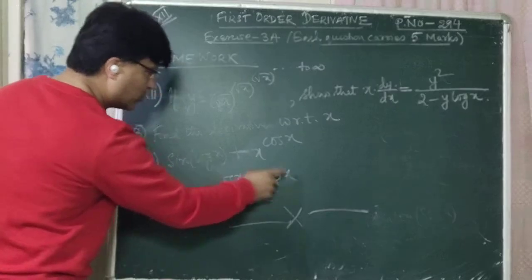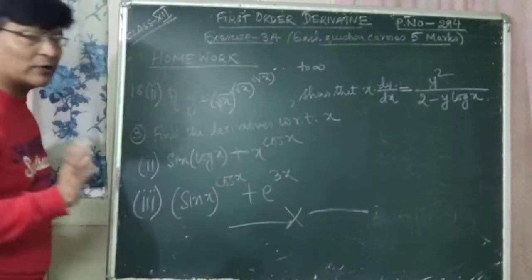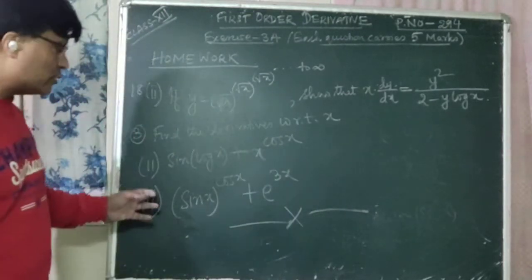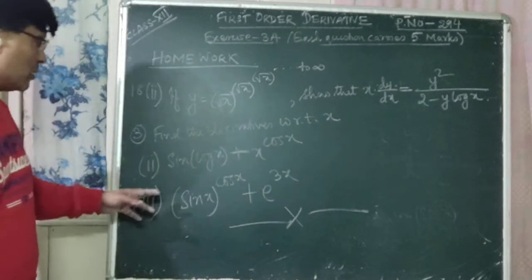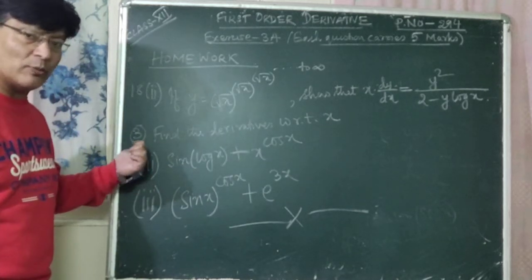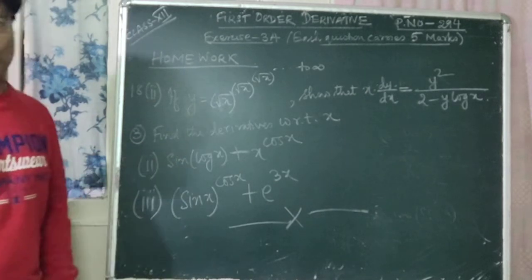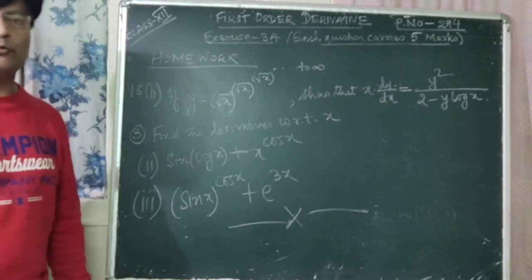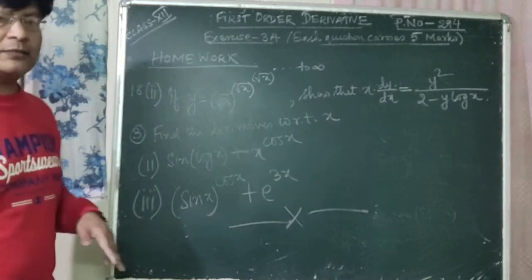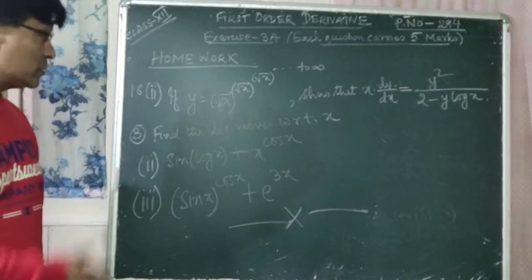Similarly you can do question number 3, sin x whole to the power cos x plus e to the power 3x. For the first function we need log, but for the second function we don't need log there. So you can assume here let y is equal to u plus v. You can use the same method here also, which we have done in question number 1 and question number 4 of question number 3. So these are your homework. Okay, so this much is for today. In the next class we will do more problems in this first order derivative. Is that clear? So you can copy it.